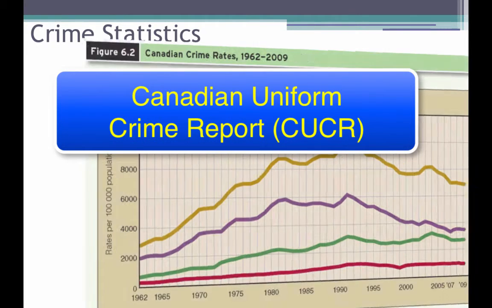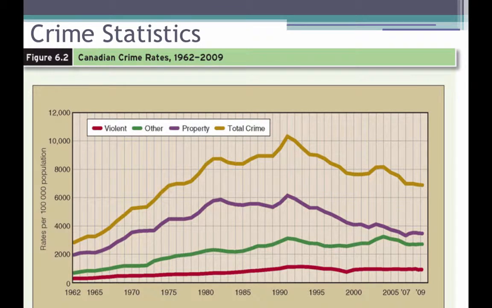offenses actually committed. What you're seeing here would be the crime rates between 1962 and 2009, divided up by property, by violent crime, by other crime, and total amount of crime. And this would be gathered from the Canadian Uniform Crime Reports, and this would be of reported crimes.